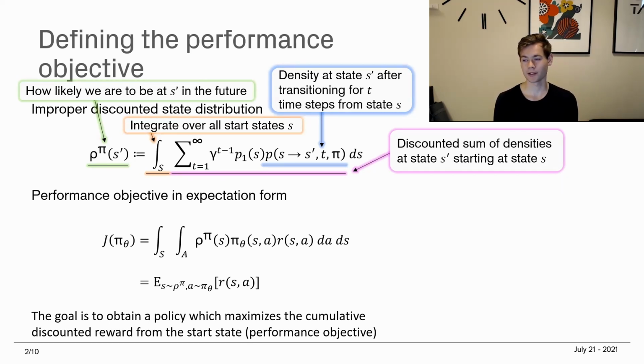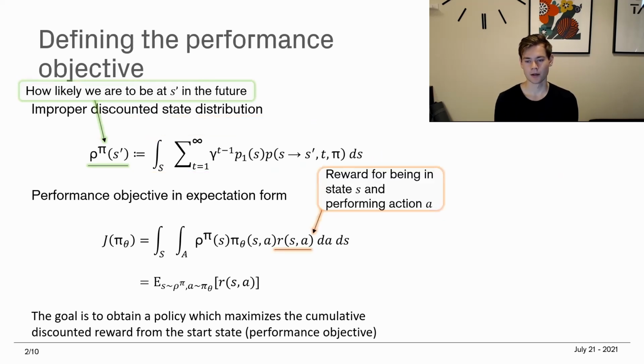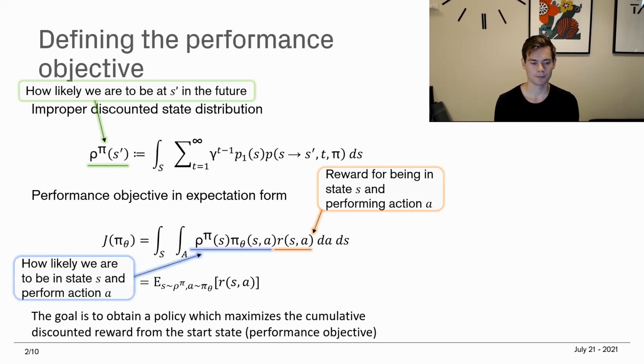Based on this, we can then take the step to define the performance objective. And what the performance objective is, as I said, is the cumulative expected reward that we will get in the future. So if we consider the expression on the right-hand side, we can see that R of S, A is the reward for being in state S and performing action A. And then we have a second part of this equation, which tells us how likely we are to be in state S and perform action A.